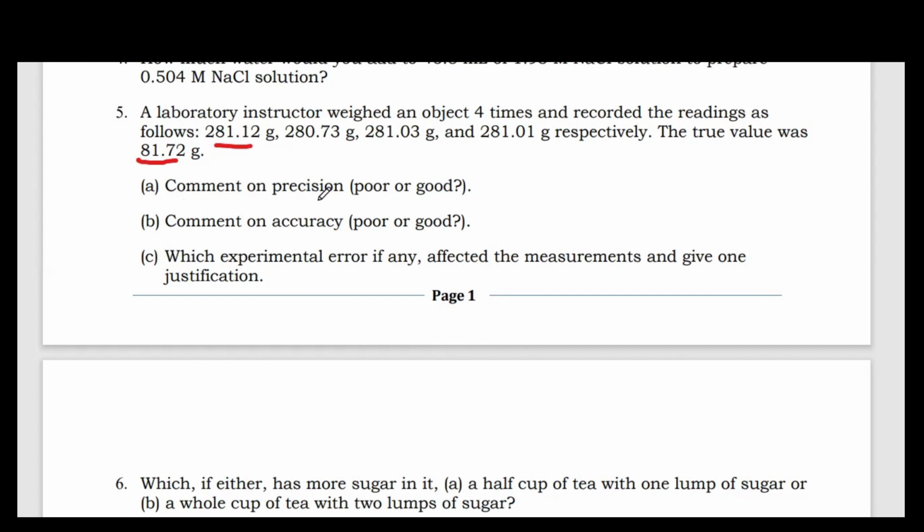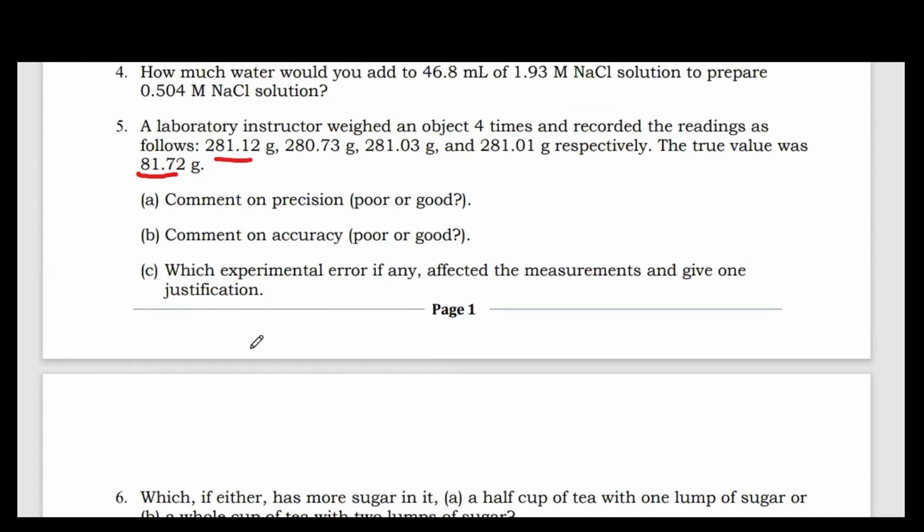They're saying comment on the precision. Is it poor or good? You even explain why you're saying that. Is the precision poor or good? Anyone? Hello? The precision is good.